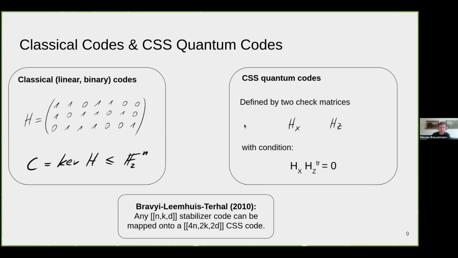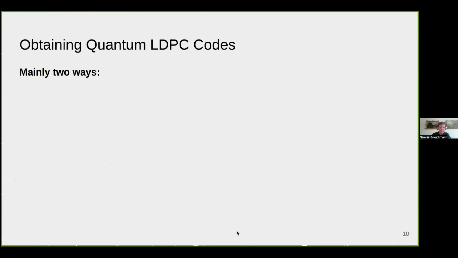And restricting ourselves to these CSS quantum codes is not a large restriction. It was shown by Bravyi, Terhal, and others that another large class, so-called stabilizer codes, can be mapped onto a CSS code with only minor loss in parameters. So this is why, if we just care about the scaling of parameters inside a family, we can relax and only consider CSS codes.